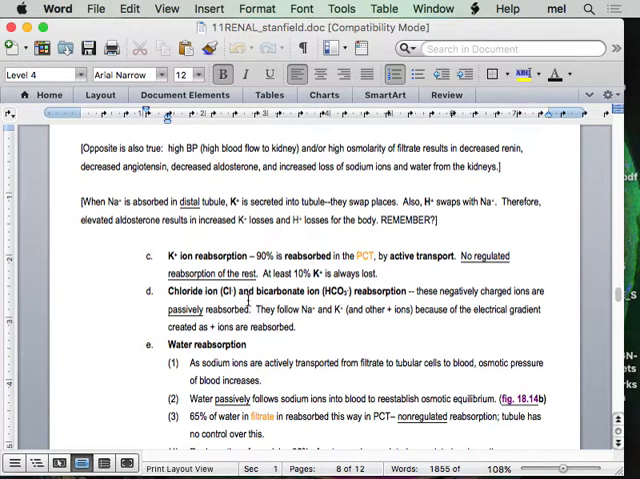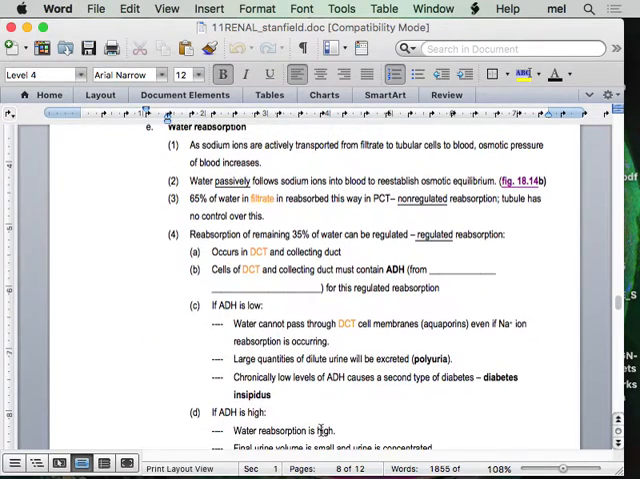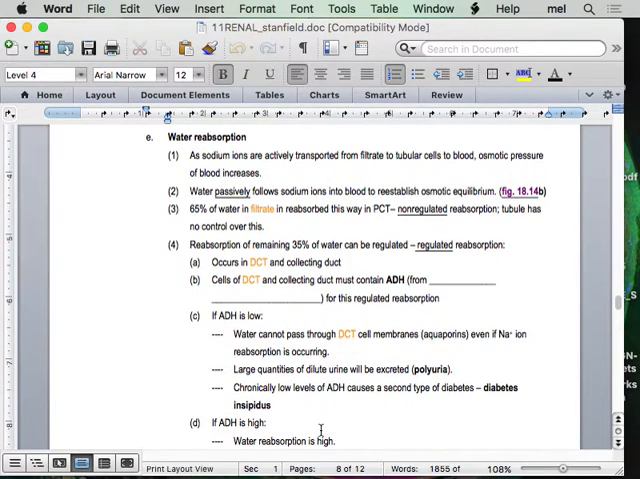Okay, last thing is water reabsorption. Water reabsorption generally follows sodium reabsorption. So I'm going to reabsorb it twice, right? I'm going to reabsorb it at the PCT and then potentially at the DCT, maybe if I need it. Okay. So water is going to passively follow all of that sodium.